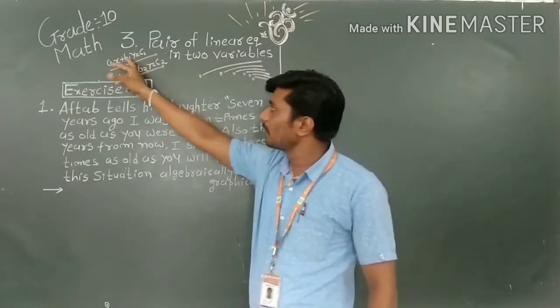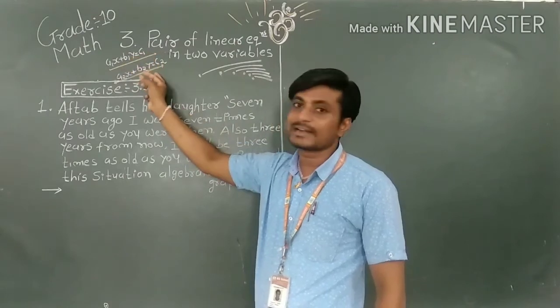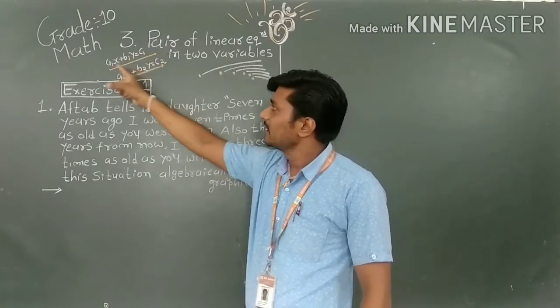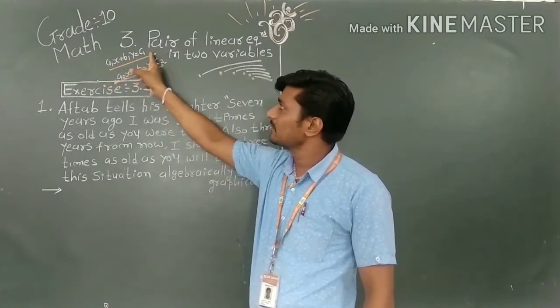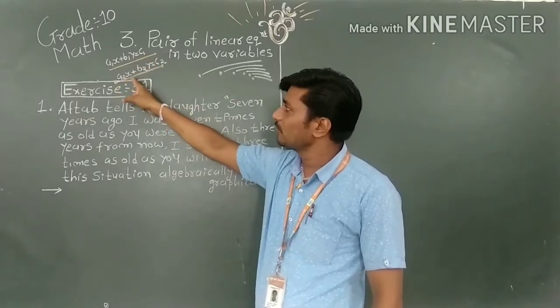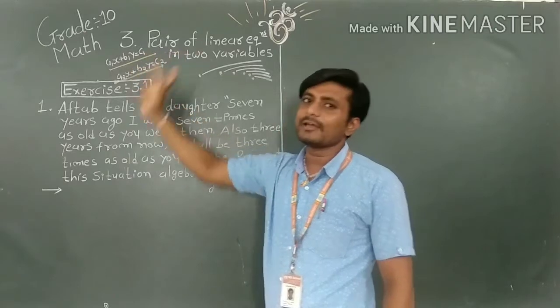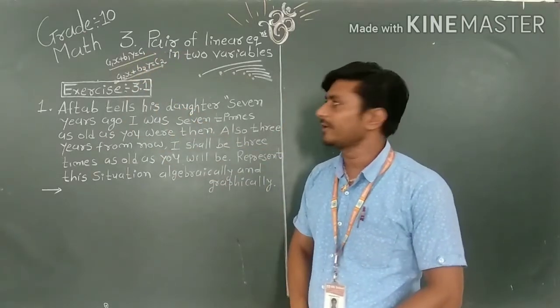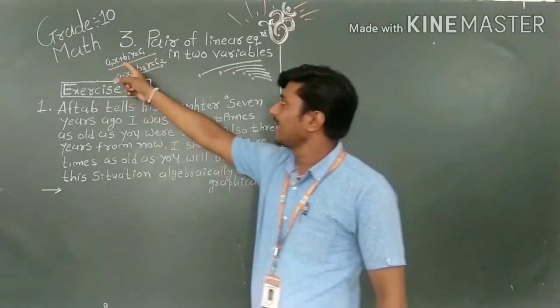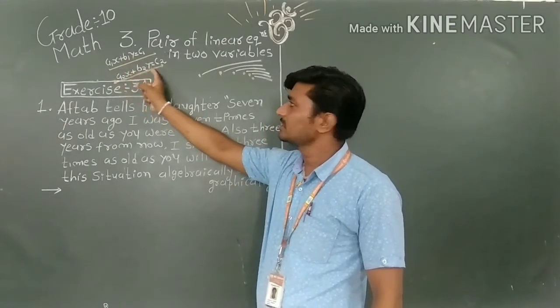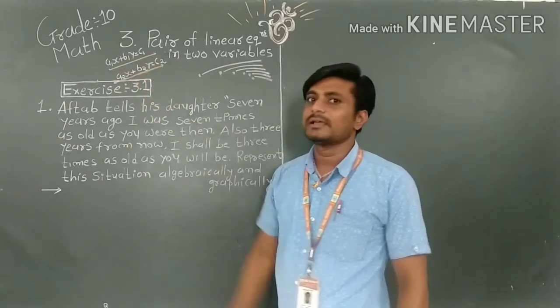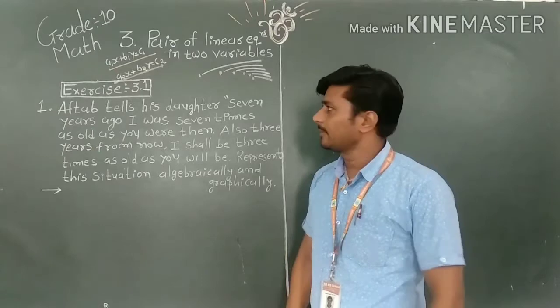Here I draw a small picture with two straight lines. The first one is a1x plus b1y is equal to c1, and the second one is a2x plus b2y is equal to c2. It's a pair of linear equations with two variables. Here I use x and y as the two variables. That's why it's two variables.